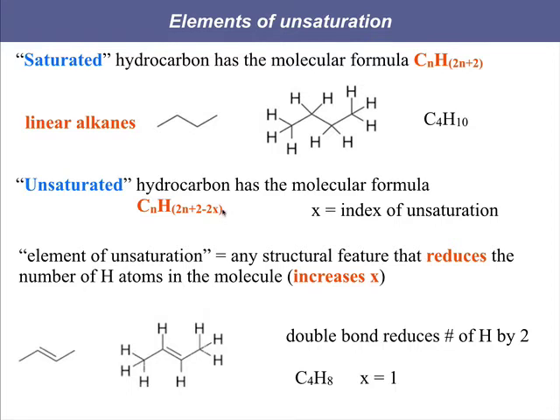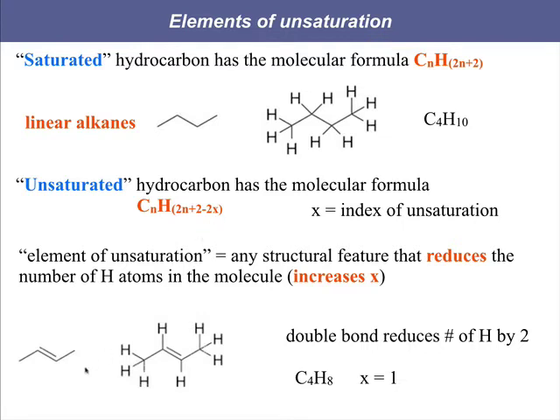If we have one element of unsaturation, our x is 1, we're going to subtract 2 hydrogens from our formula. If our x is 2, we're going to subtract 4 hydrogens from our formula. So we can look at any formula and figure out, based on the number of hydrogens relative to the number of carbons, how many elements of unsaturation we have.